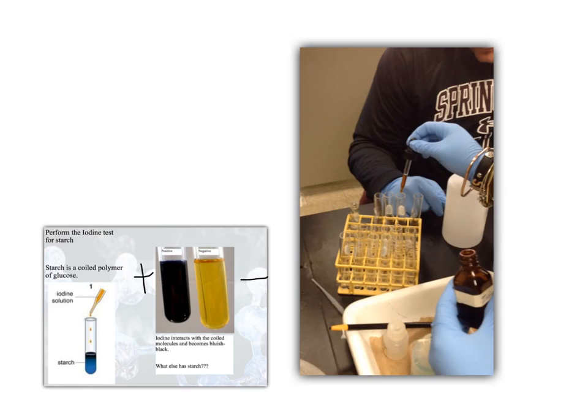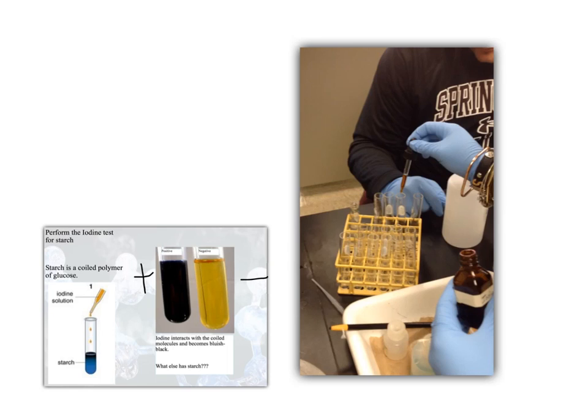Now, starch is a coiled polymer of glucose, and so the reason why it actually turns that black color is that the iodine is reacting with those coils, and that gives it that inky appearance. If it's negative and there are no coils, it is just going to stay that amber color.